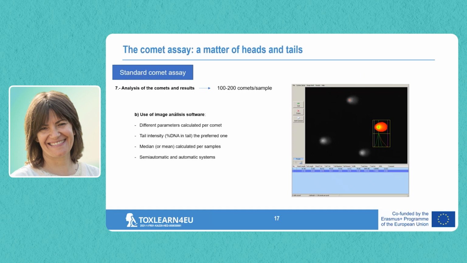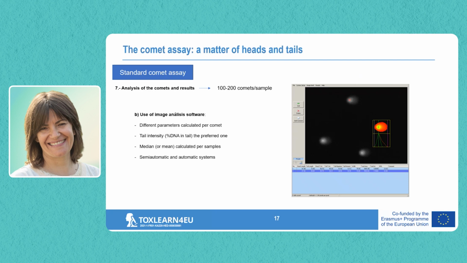So if a comet has 0% of DNA in the tail, it means that it doesn't have any damage. It doesn't have a tail. If it has 100% in the tail, it means that all the DNA is in the tail. And then you have everything in between those two values, so from 0 to 100. You also have to score or analyze 100 or 200 comets, and then you calculate the mean or the median per sample, and this is the data you have per sample.